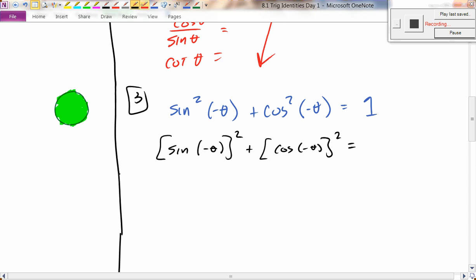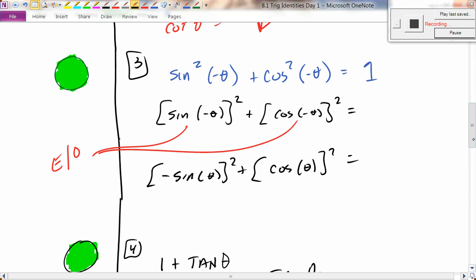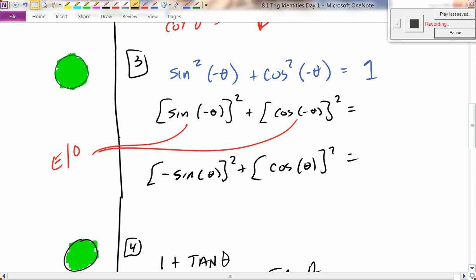Now, even odd properties here. Tell me, what is the sine of negative theta? It's the negative sine theta, right? Because sine is an odd function. So I've got negative sine theta, quantity squared, plus, what's the cosine of negative theta? Positive, because cosine is even. So I got cosine theta, quantity squared, equals the thing on the right-hand side. Now, if you take anything, no matter what it is, and you square it, what does it become? It becomes positive, doesn't it? So this gives us sine squared theta plus cosine squared theta. And of course, what does that equal to?